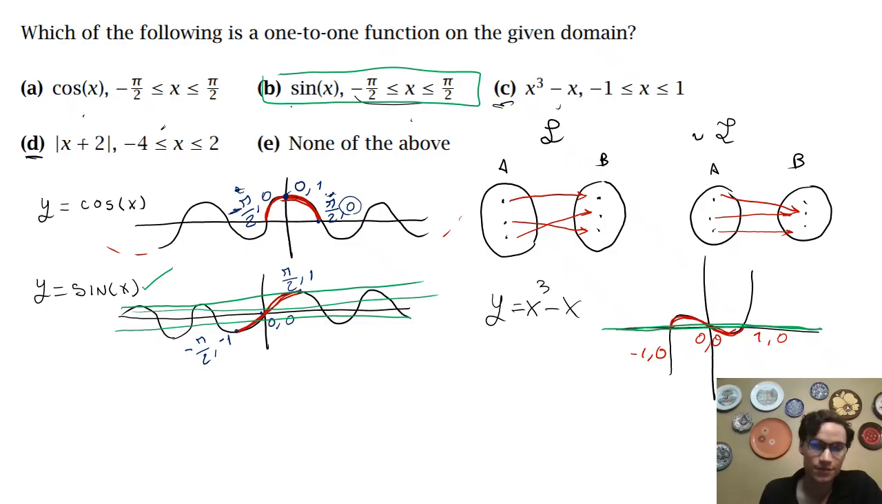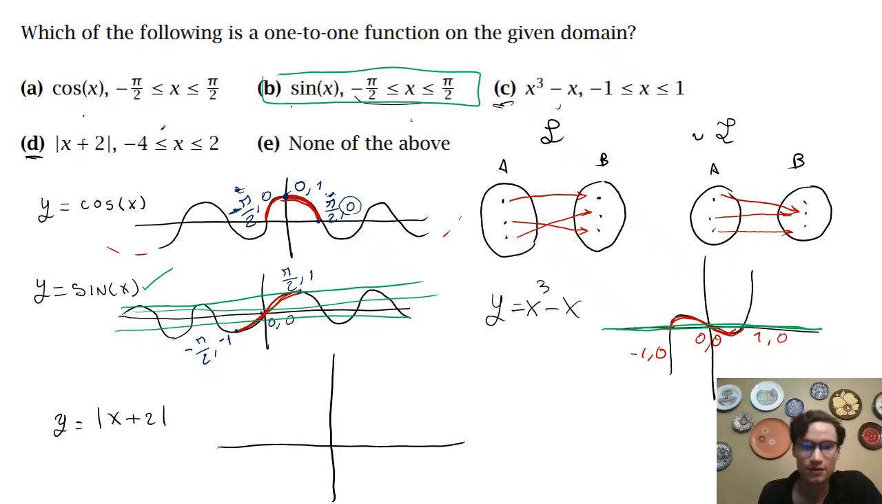The final function, y equal to the absolute value of x plus 2. The graph is something like this. And it goes from -4, it goes to 2, something like this.